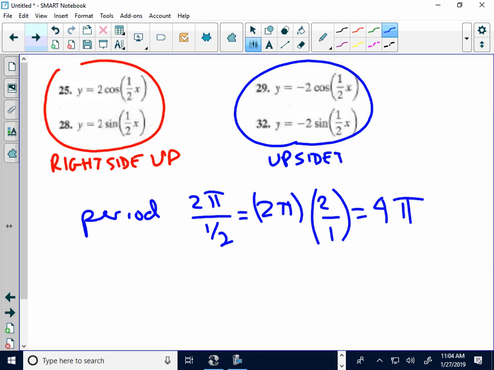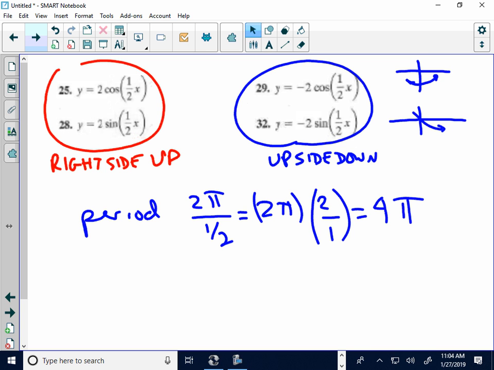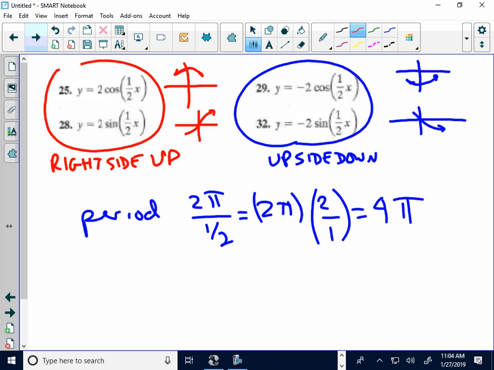Upside down. If I just do a quick little sketch, an upside down sine wave is going to go like that. An upside down cosine wave is going to go like this, right? The right side up cosine wave, we know starts up high here and goes like that. And the right side up sine wave, we know goes like that. Okay, so those are the pictures that we're looking for. They all have period 4 pi.